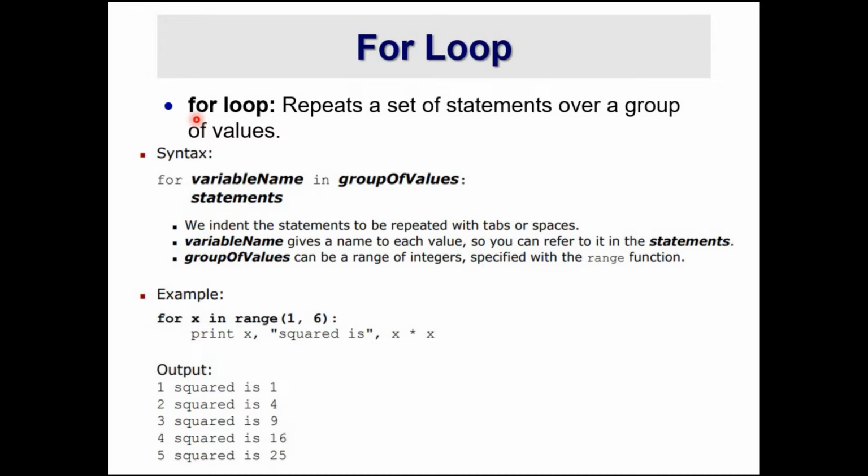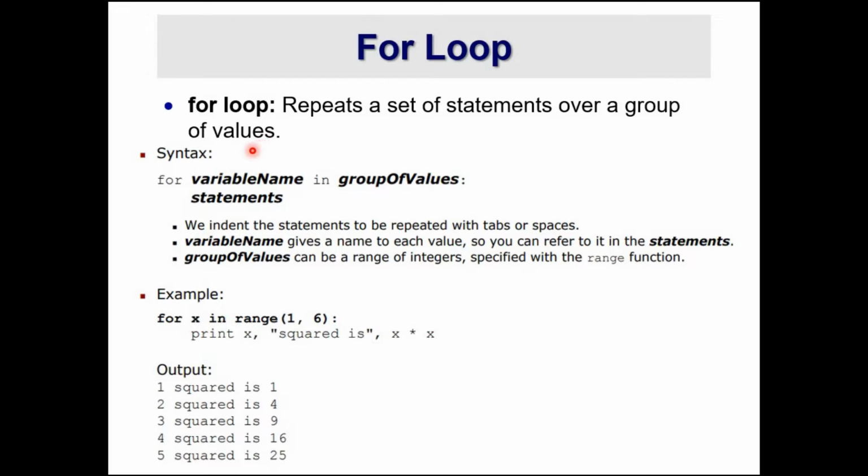First of all I'm going to discuss the for loop. So what is a for loop? A for loop repeats a set of statements over a group of values, which means that we can repeat a set of statements a certain number of times depending upon the values.